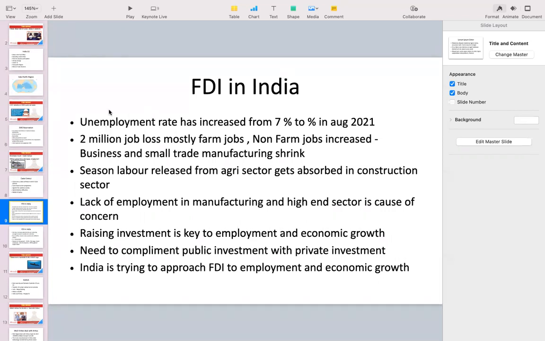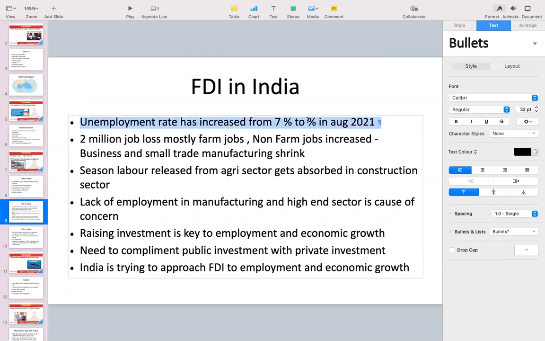First, it is a fact that the unemployment rate in India has increased from 7 to 9 percent in August 2021. About 2 million, 20 lakh, jobs have been lost, mostly farm jobs. Non-farm jobs have increased, meaning apart from the agriculture sector, jobs in business and small trade have increased, but manufacturing has shrunk. If you read the basics of economics, you will know that half of our population is engaged in agricultural activities, 25% in manufacturing, and the remaining 25% in the service sector. Here, the jobs in manufacturing are not enough. These are the jobs we have to increase.